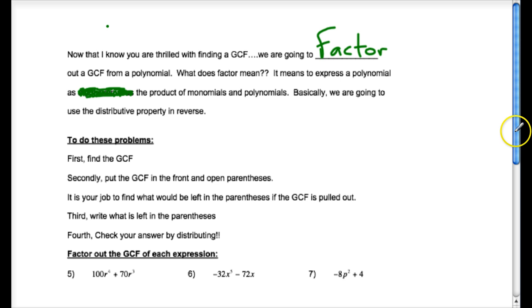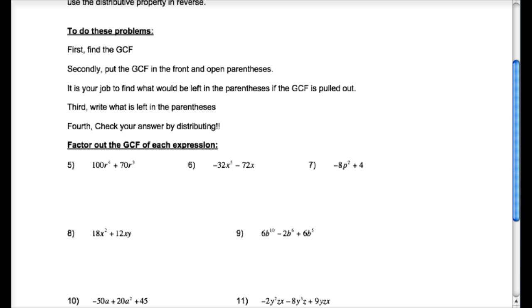Now, to do these problems, here's what you're going to do. First, you're going to find the GCF. You will get amazingly good at that after a few problems. Secondly, put the GCF in front of and open up some parentheses. Basically it looks like the distributive property. Now, it's your job to find out what is left in the parentheses if the GCF is pulled out.